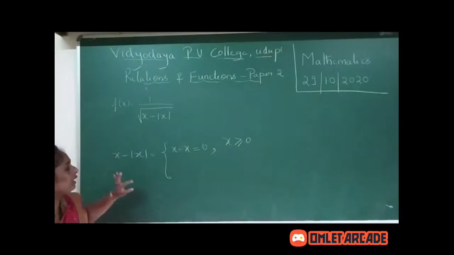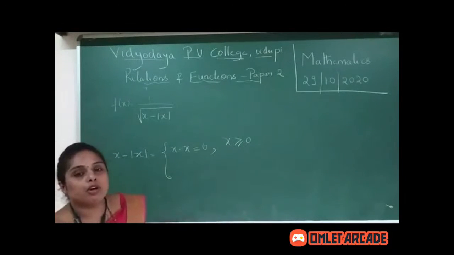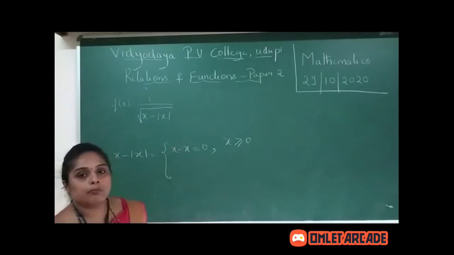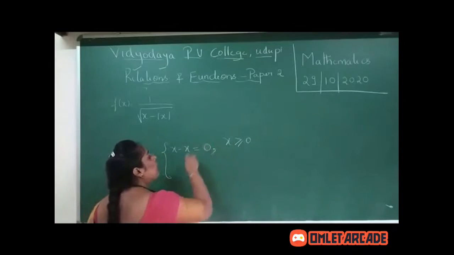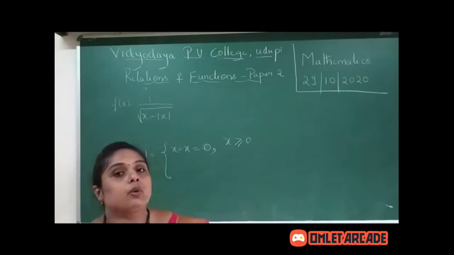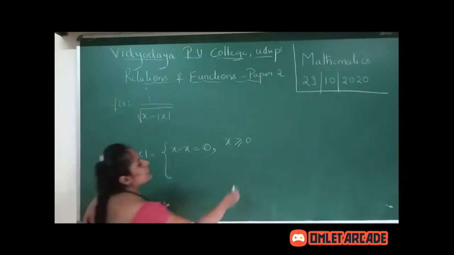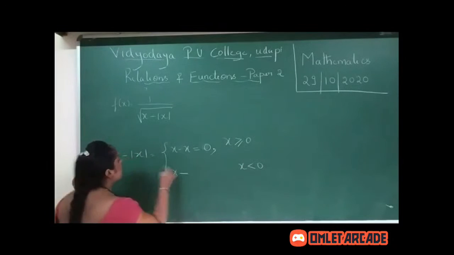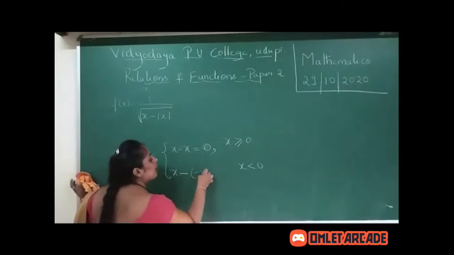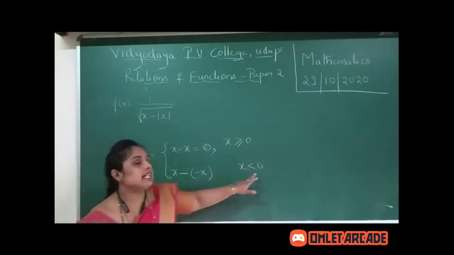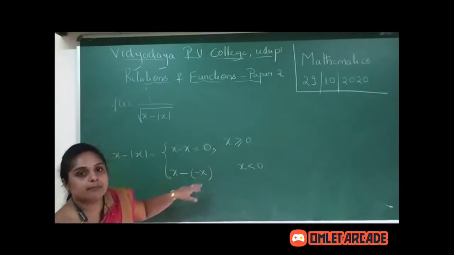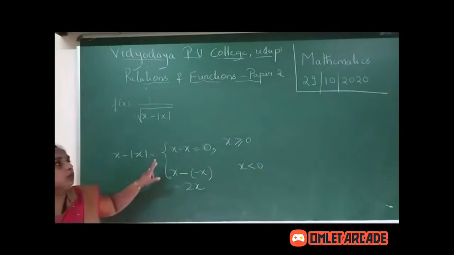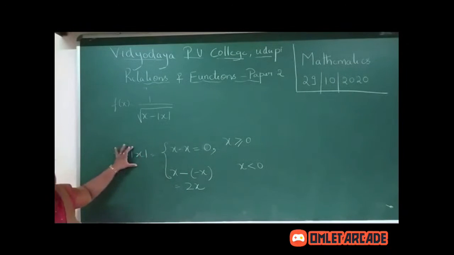If you put 2.7 minus mod 2.7, mod 2.7 is 2.7, so 2.7 minus 2.7 is 0. So for any positive number or even for 0, it is 0. Let us check for x less than 0. For negative, it becomes x minus of minus x. Right? x less than 0 means mod x will be minus x. So this will become 2x. Okay, so this is the definition of x minus mod x.